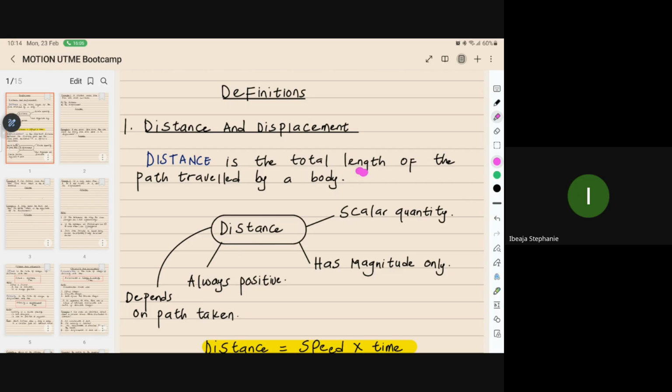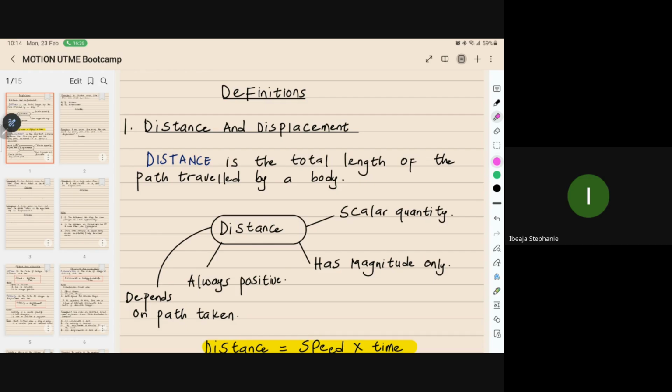So when you're talking about the total length you've traveled, you're making reference to distance. Now, distance is a scalar quantity. Are we together? Distance is a scalar quantity, and it's always positive, right? And it has magnitude only. It depends on the path that is being taken. So these are the key concepts around distance.